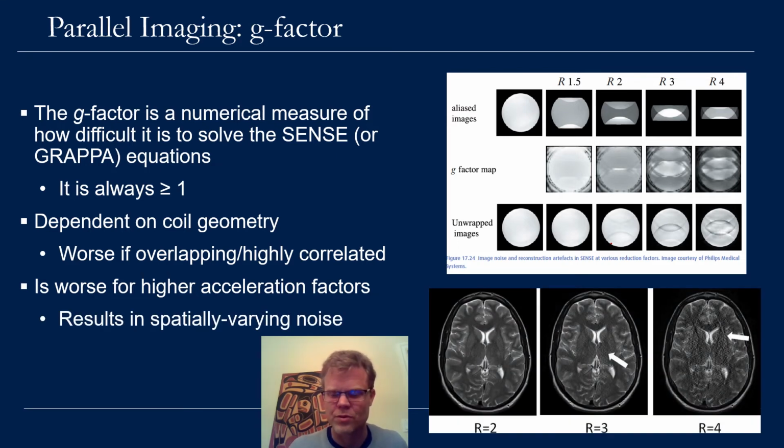Here's an example of the noise amplification in a brain example. At an acceleration factor of 2, it's not very noticeable, but at an acceleration factor of 3, it's more noisy just in the center of the brain here. That's because the center is seen similarly by all the RF coils on the outside, so there's less independent spatial encoding in that center region. And then this just gets worse at the R equals 4 acceleration factor, which also shows some residual aliasing artifact that was not removed by the reconstruction.